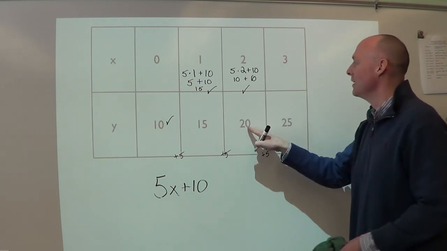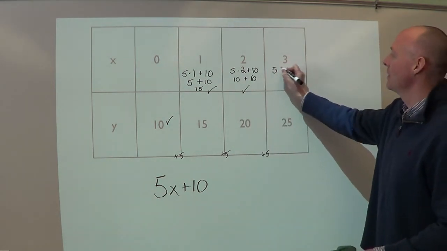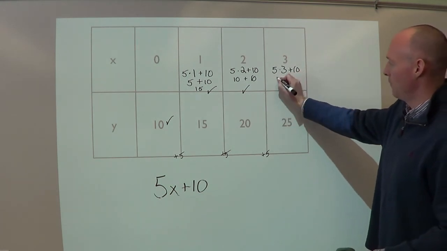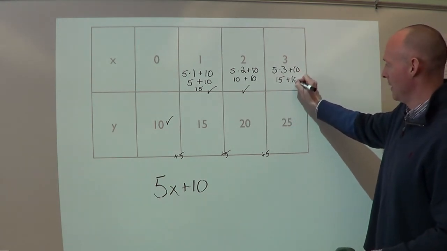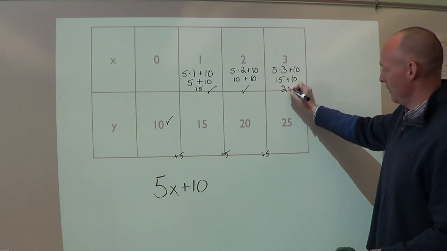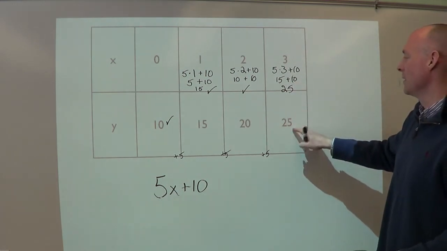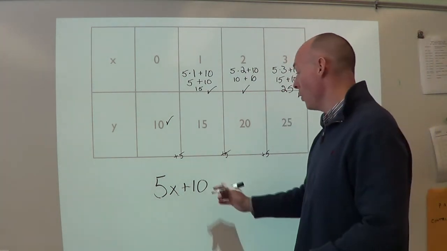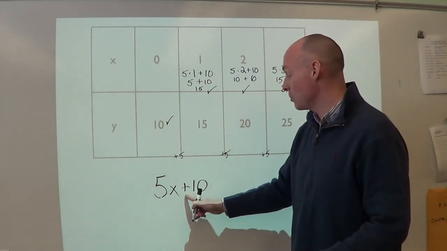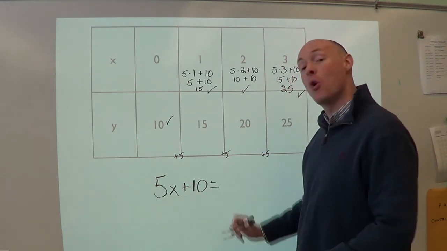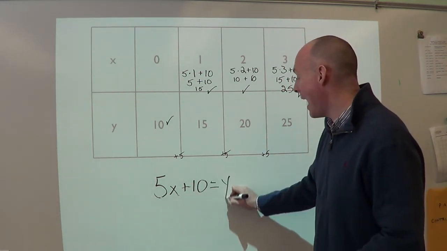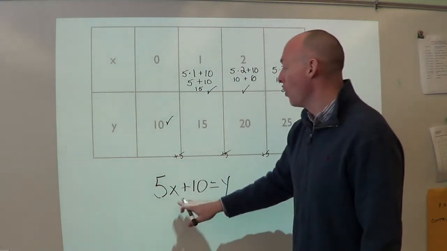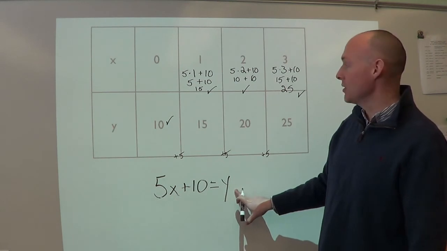We are good. What about 5 times 3 plus 10? 5 times 3 is 15 plus 10. 15 plus 10 is 25. Perfect. That is good. So our equation is simply 5x plus 10. We make it an equation by saying equals y. Because that means for every x that we put in here, we're going to figure out what y is.